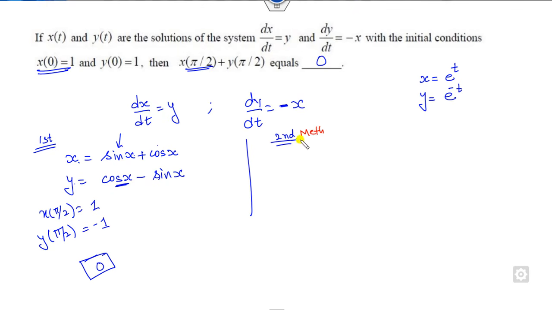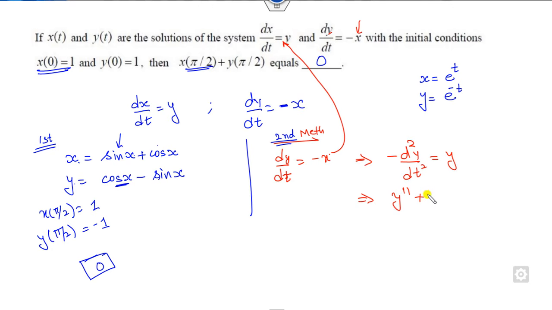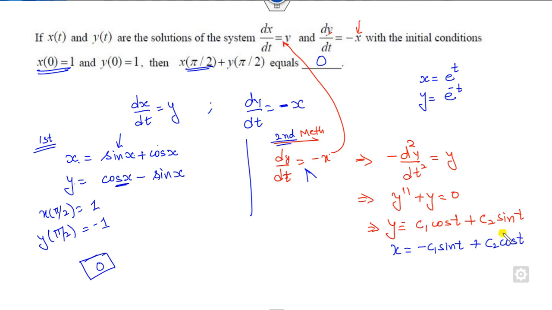But how can you do the second method? We can start from here: dy/dt is minus x. So I can substitute x here, and you will get -d^2y/dt^2 = y, or you can say y'' + y = 0. Or you can write y = c1 cos t + c2 sin t. Based on this y, x will be -c1 sin t + c2 cos t.